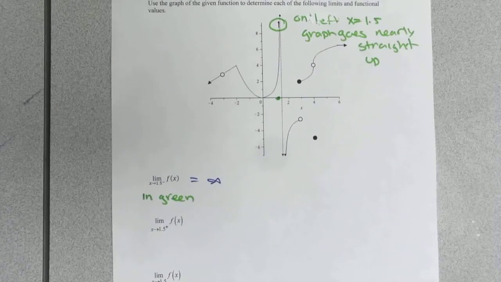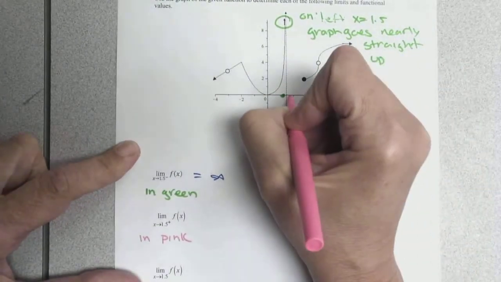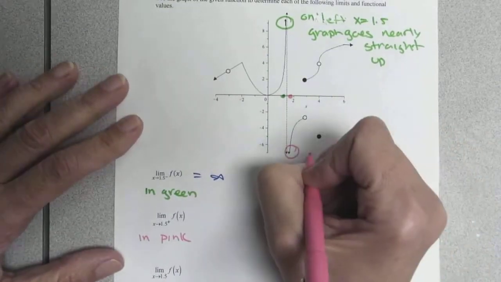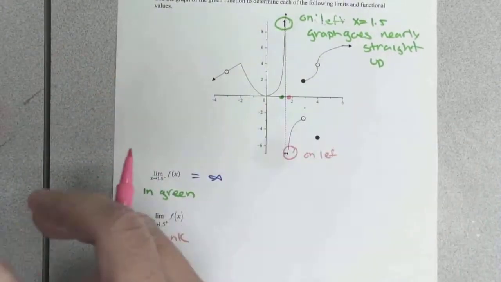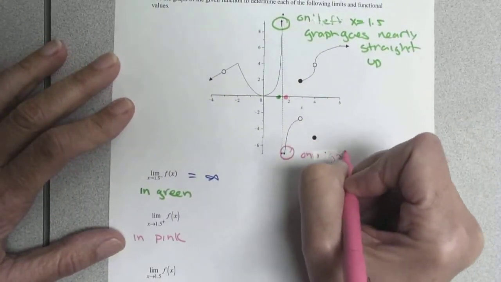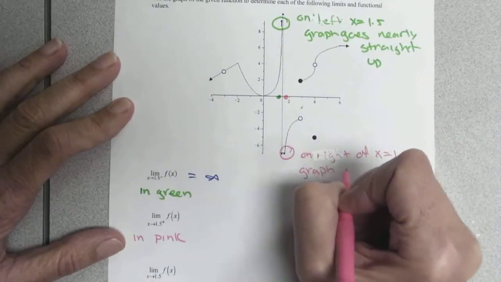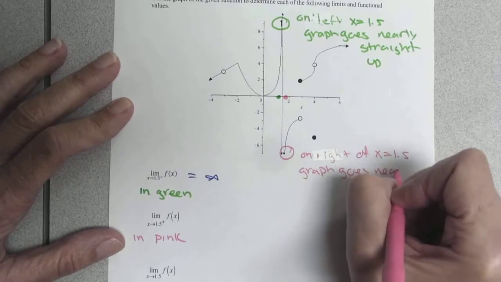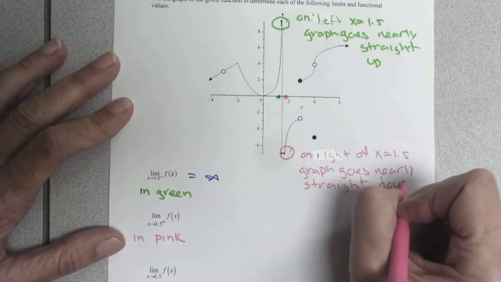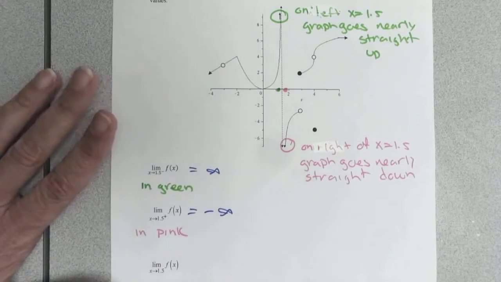is infinity. On the right, in pink, similar right here, and then I kind of go down to see what the graph's doing. On the right of x equal 1.5, graph goes nearly straight down. And so we say that the limit will be negative infinity.